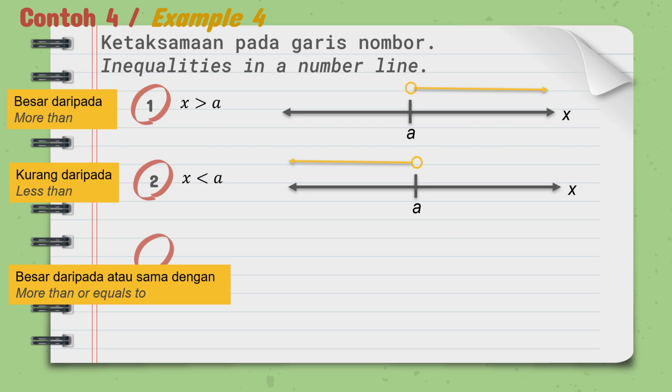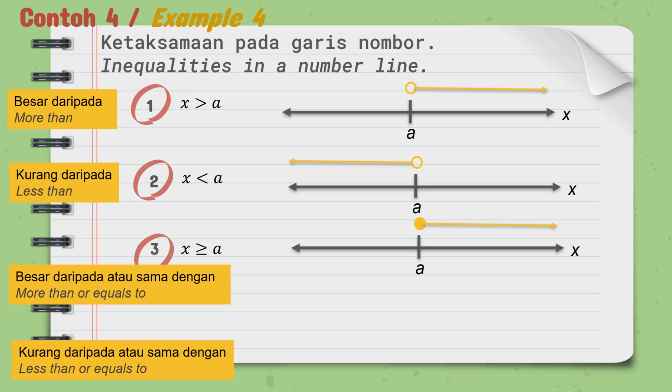Alright, so the third one is more than or equal to. This is the same as the first case, but the difference is it has the equal symbol, like this line here. Alright, this is the difference. And then look at the number line. You can see that we have a circle here, but the first one is an empty circle, while the second one has a dense circle here. Okay, and then the arrow goes to the right.